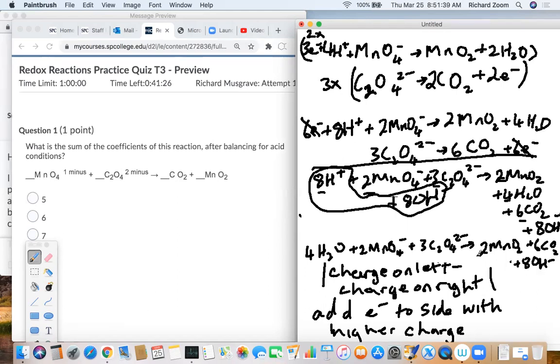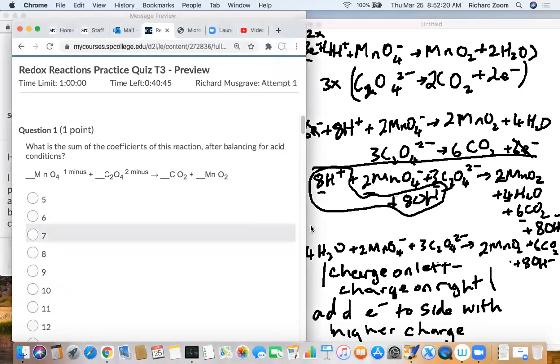Okay, so the way I handled the water there, I had 8 waters over here from the H pluses and the OH minuses. I subtracted 4 from each side, which is now why I have 4 on this side and 0 on this side. And then I still had the 8 OH minuses. Does anybody have any questions about that? That's for the balancing for base, if we were asked to do that. But I'll tell you a secret. You actually won't be asked to do that on the test. Does anybody have any questions? All right, nobody's saying anything, so I'm going to go with that.